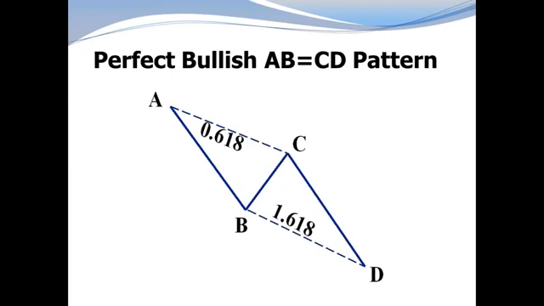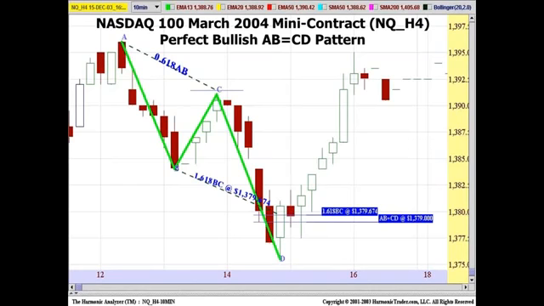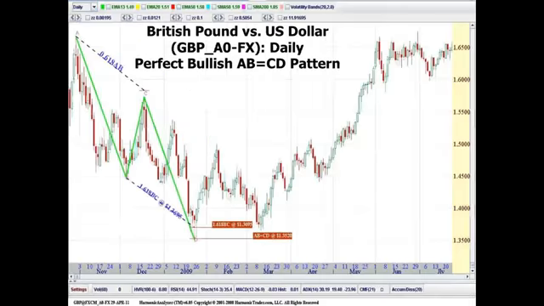The perfect bullish AB equals CD pattern. Again, this should be a distinctly symmetrical structure with a C point at a 0.618 retracement followed by a BC extension of 1.618, converging exactly at the equivalent AB equals CD completion point. On this chart of the NASDAQ 100 mini contract, we have a very symmetrical, perfect bullish AB equals CD pattern. This possessed the 1.618 BC extension that complemented the equivalent AB equals CD completion point.